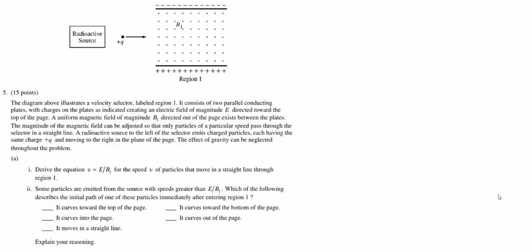All right, this is number 5 from the 2011 Form B AP Physics B exam, and it is an EM problem. We have a radioactive source emitting charged particles, positive Q, into a magnetic field that is also surrounded by an electric field. So we have an electric field with plates above and below, and then a magnetic field out of the page here. And we want to derive an equation for the speed of the particles that move in a straight line through the region.